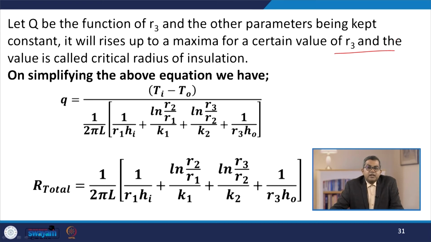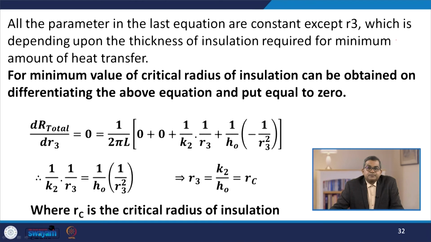R total, and that comes out to be R total is equal to 1 upon 2 pi L into [1 upon R1 Hi plus ln(R2 over R1) over K1 plus ln(R3 over R2) over K2 plus 1 over R3 H naught]. All the parameters in the last equation are constant except R3, which depends upon the thickness of insulation and is required for the minimum amount of heat transfer.